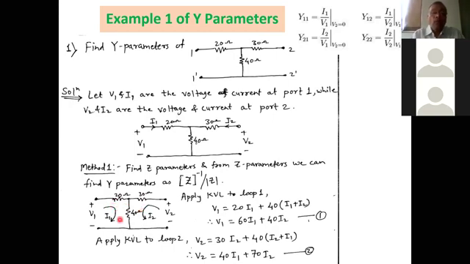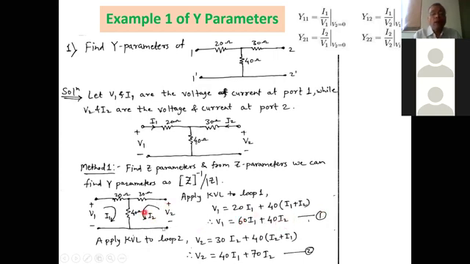First you take these two loops and apply KVL for loop 1, and then apply KVL for loop 2. By applying KVL to loop 1, we'll get V1 equal to 20 I1 plus 40 into I1 plus I2. So this is the equation after applying KVL for the first loop or first mesh. Rearranging the equation, that is clubbing all the terms of I1 together, I2 together, and voltages together, we'll get V1 equal to 60 I1 plus 40 I2. Okay, this is equation number 1.